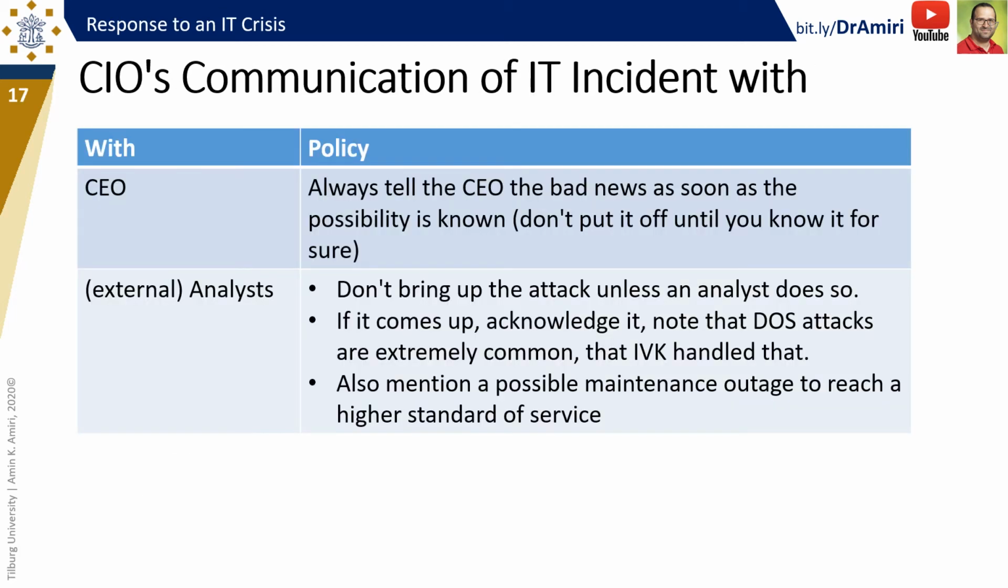Another interesting aspect of this story was the way the CIO communicated the IT incident with the CEO and the external analysts. With the CEO, he had this policy of always telling the CEO the bad news as soon as the possibility is known, and not to postpone that until he knows for sure that something bad is happening. So this is a great lesson that we can learn from Jim Barton.